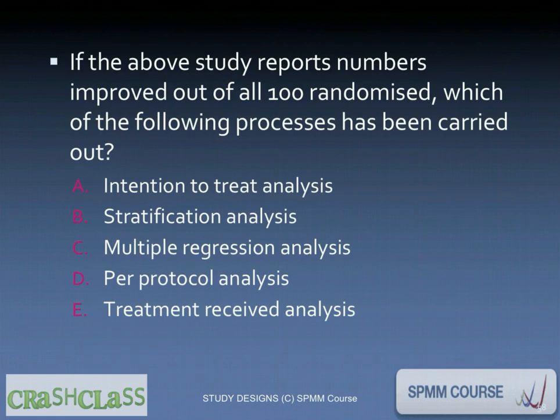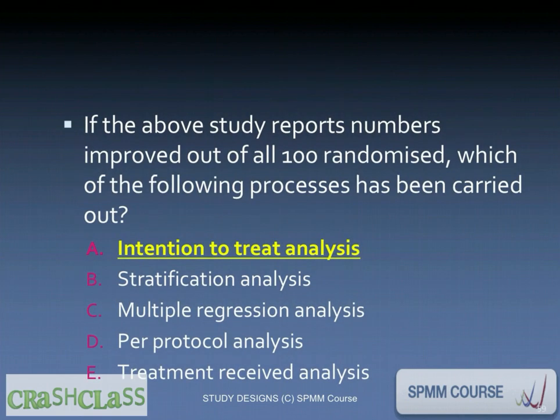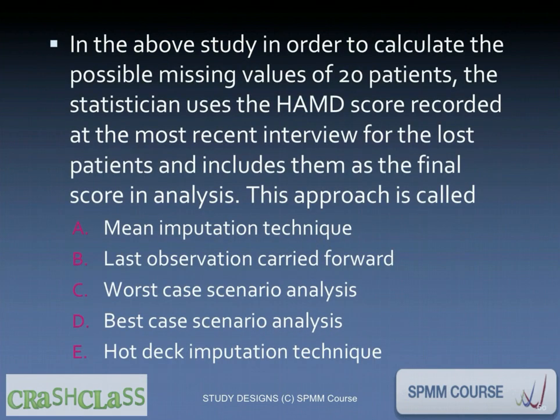If the above study reports numbers improved out of all 100 randomized, which of the following processes has been carried out? The process that has been carried out is called ITT analysis, intention to treat analysis. In the above study, in order to calculate the possible missing values of 20 patients, the statistician uses the HAM-D score recorded at the most recent interview for the lost patients and includes them as the final score in the analysis. This approach is called: mean imputation, last observation carried forward, worst case scenario, best case scenario, hot deck imputation. So what would you call this?